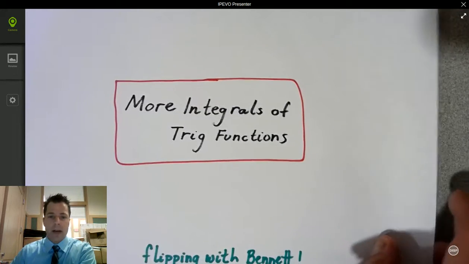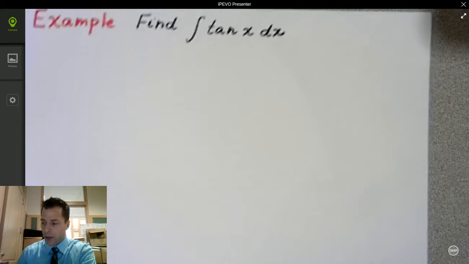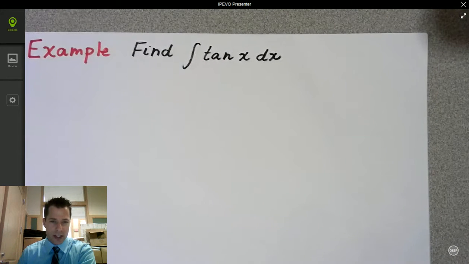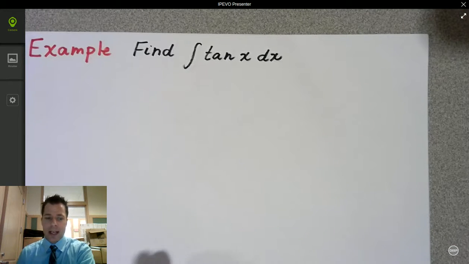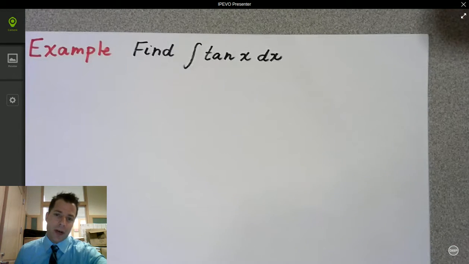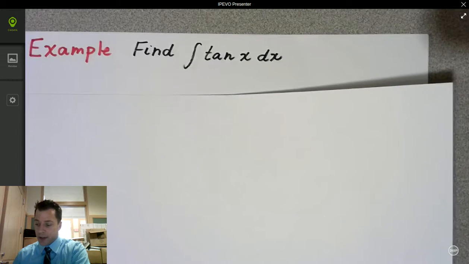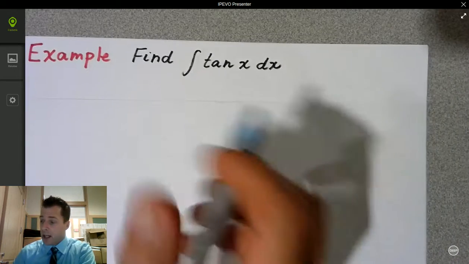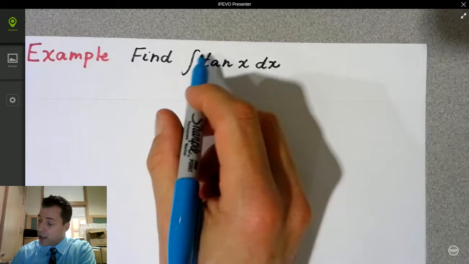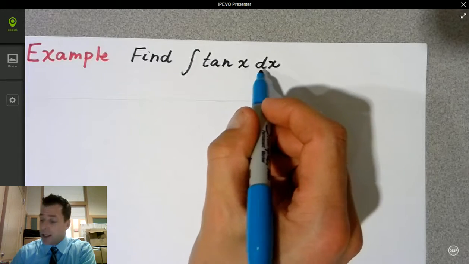So we've talked about sine, cosine, and a few other trig functions, but we really left off tangent, cotangent, secant, and cosecant, and there's a reason for that. Today, when we talk about more trig functions, we're talking about tangent, cosecant, things like that. We're going to look at some examples of those and how to integrate them. So we're going to find the integral of tangent, tan x dx.